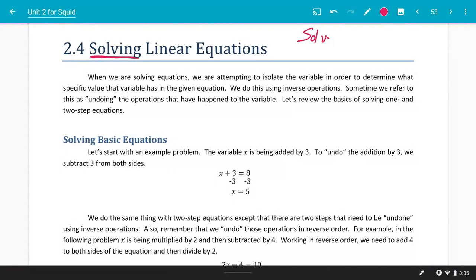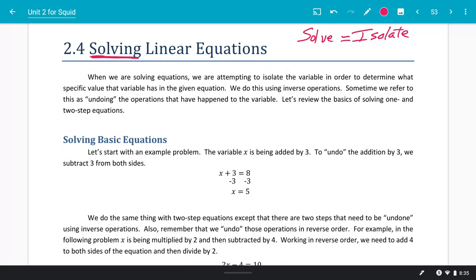Solve means isolate. I say solve for, you say isolate. Solve for. Isolate. I say isolate, you say solve for.